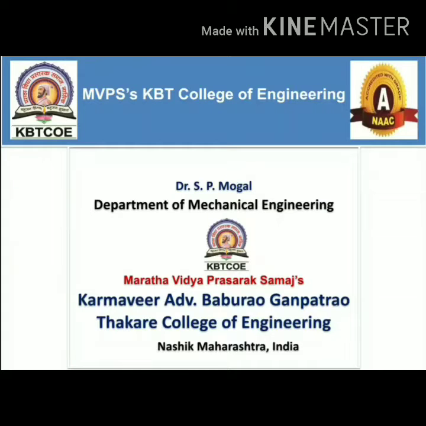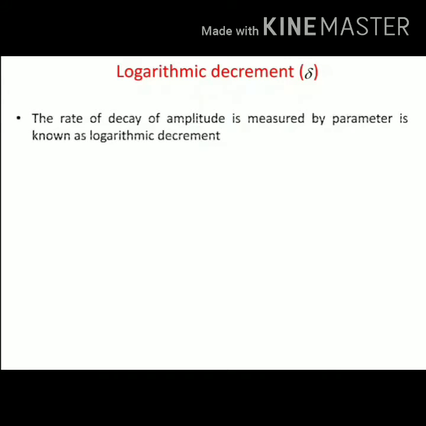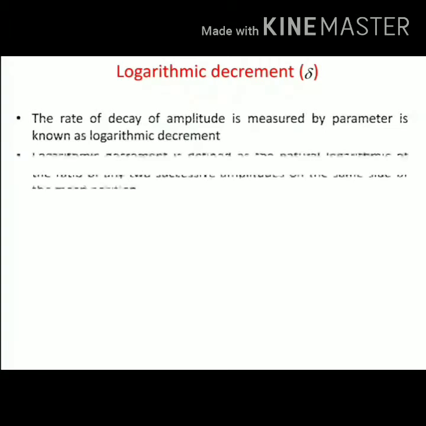We are going to see logarithmic decrement, the derivation for logarithmic decrement, then free damped vibration with Coulomb damping. Logarithmic decrement is represented by delta. It is relevant to an underdamped system. The rate of decay of amplitude is measured by a parameter known as logarithmic decrement. So here logarithmic decrement measures the rate of decay of the amplitude in the system.